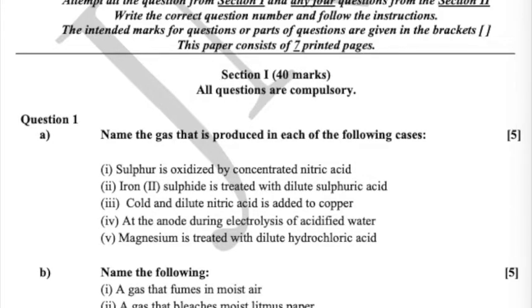Then at the anode during the electrolysis of acidified water, oxygen. Then magnesium is treated with dilute HCl. I have written hydrogen H2.